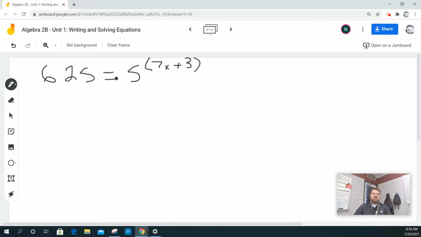So I'm guessing that since this right here is a base of 5, in other words, we're raising 5 to a power, that this is 5 raised to some power. I think it's to the 4th power, but we're going to double check. So I'm thinking in my head 625 can equal 5 raised to some power, right? I don't know what that power is. We're going to find out.